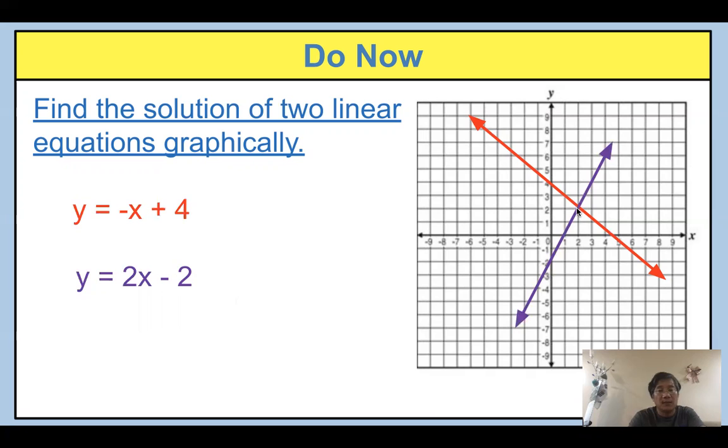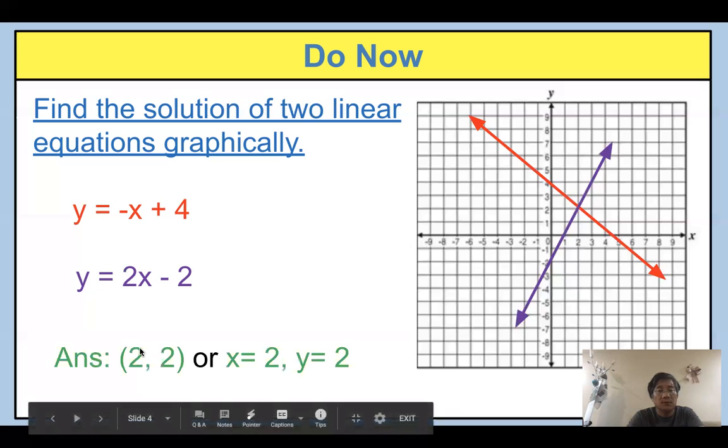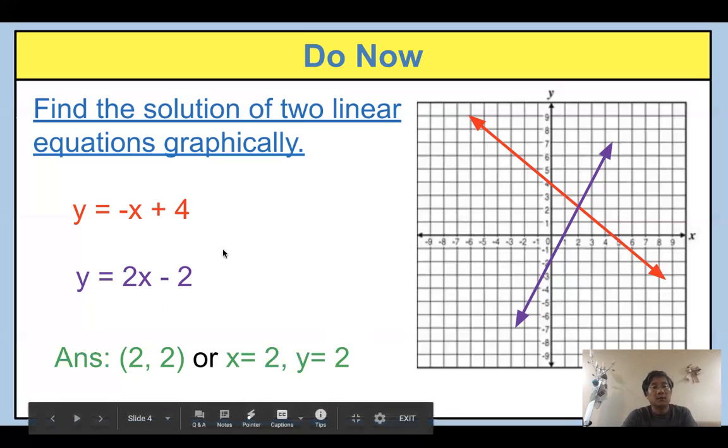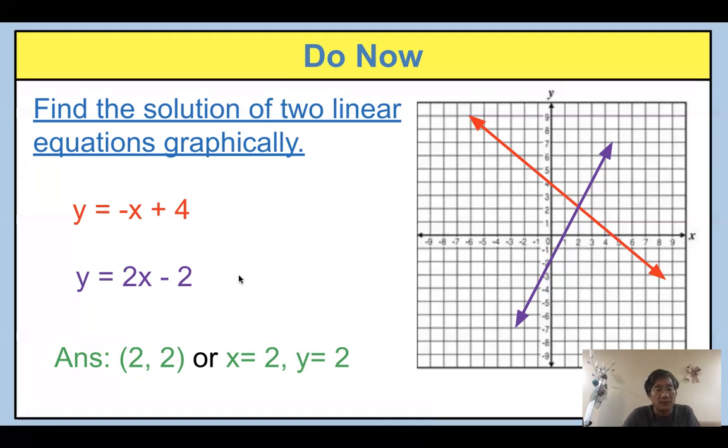1, 2, you draw like this. Oh, what is the answer? If you draw it, 2 and 2. So how do you write down the answer? You can write the answer in parentheses. The x value is 2, the y value is 2. Or you can write it down like this. All right? But today, we are going to solve this system of equations not graphically, but algebraically.